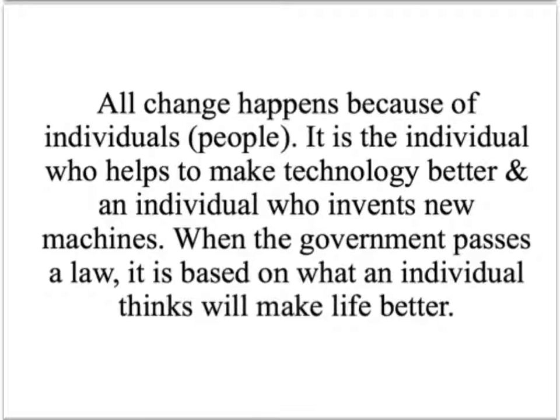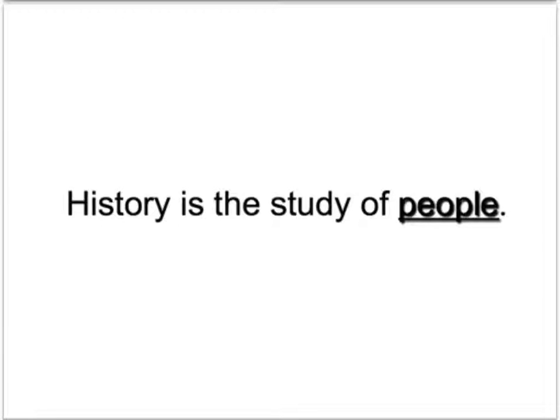In history, change happens because of people. It's the individuals that make the technology, who improve the technology, and it's the individuals who solve problems by inventing new solutions. When the government passes laws to improve our lives, it's based on what an individual or group of individuals think will make our lives better. Therefore, we need to understand the role of individuals. History means the study of people.